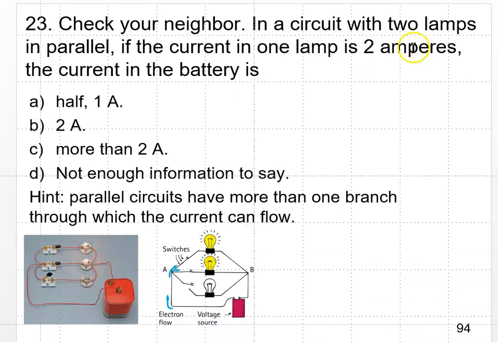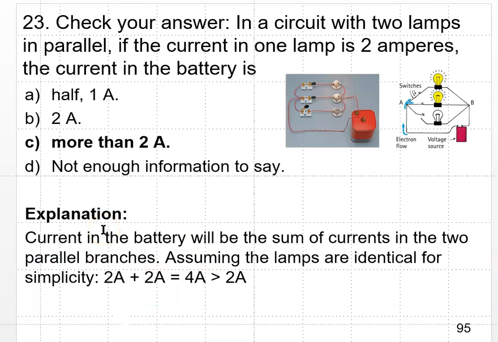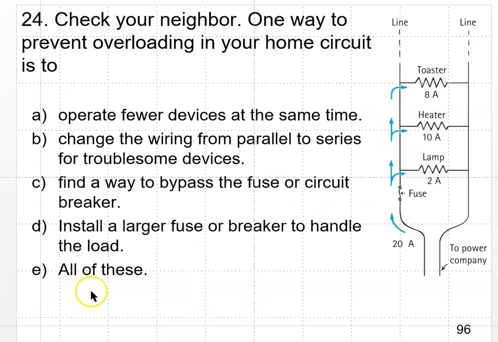In a circuit with 2 lamps in parallel, if the current of one of the lamps is 2 amperes, what is the current in the battery? Now, we're going to assume that the lamps are identical. Even if they aren't, you have more paths for the current to flow. The currents will add in parallel. So it's going to be more than 2 amps. If these two branches were exactly the same, then the current in the battery will be twice the current in one. Otherwise, it'll just be the sum. But it's still greater than it was before. And the current in the battery will be the sum of all the currents in all the branches.